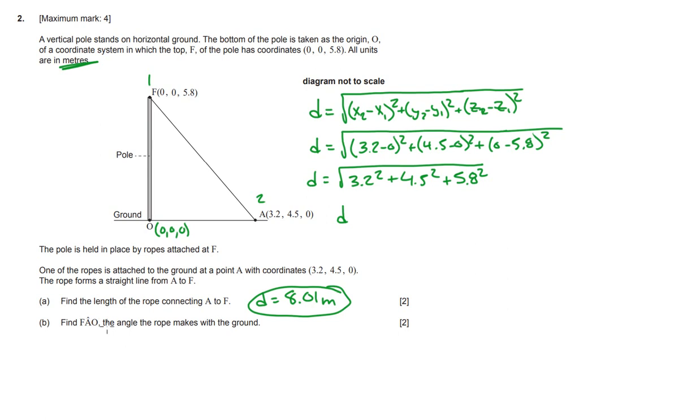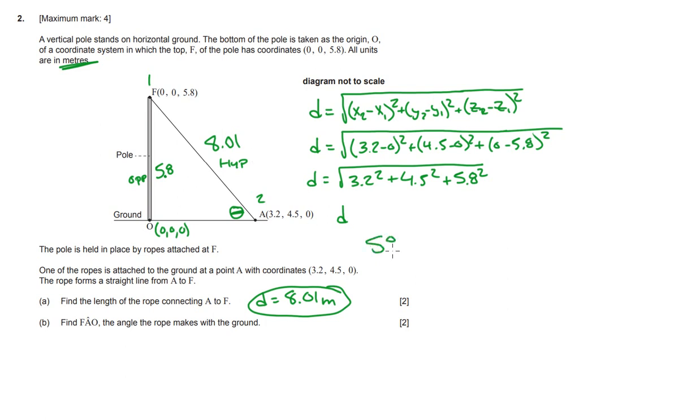Find angle FAO, the angle the rope makes with the ground. So F to A to O, A is always the vertex, so we're looking for this angle right here, right? We know this length here, we just figured that out, is 8.01. And this point up here is 0, 0, 5.8, so that means it's directly up 5.8. So I would definitely put 5.8 for this one. And now we have the opposite side and we have the hypotenuse.